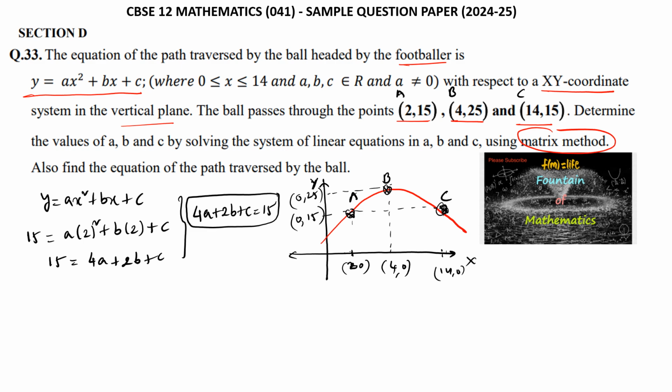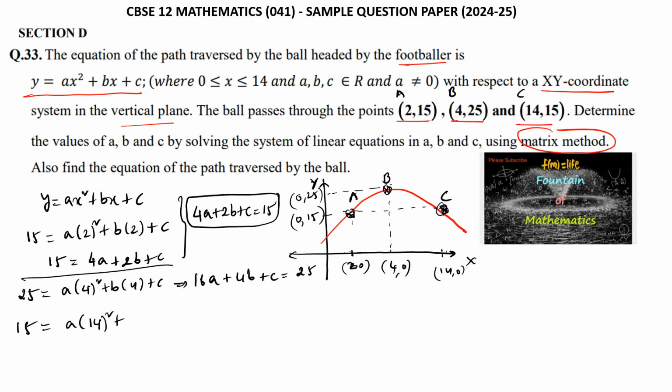Similarly, when x is equal to 4 and y is equal to 25, we can write 25 is equal to a into 4 square plus b into 4 plus c. Which gives the equation 16 times a plus 4b plus c is equal to 25. And next 14 comma 15, when x is equal to 14 and y is equal to 15, we can write 15 is equal to a into 14 square plus b into 14 plus c, which implies 196 times a plus 14 times b plus c is equal to 15. So these are the three equations we got.